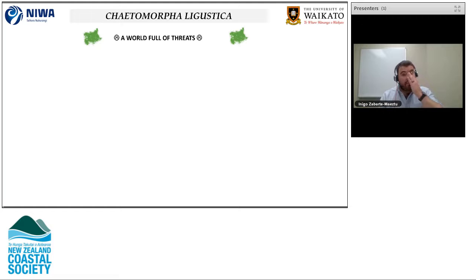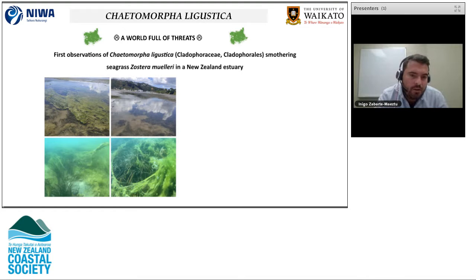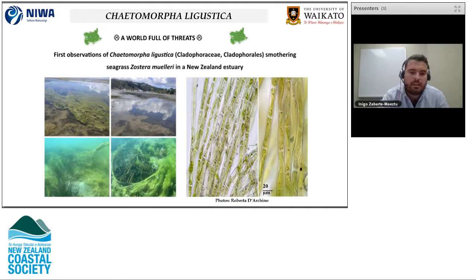And moving on from sediment a bit, we were working on a restoration experiment, and we were unlucky that we did find Chaetomorpha ligustica, which is filamentous algae which grows over the seagrass. And what you can see there is another threat for seagrasses, which are already under a lot of pressure. And this growth of this algae was smothering seagrass in one of our transects. And we were wondering what kind of a species it was, because it's quite hard to identify. So we took some samples and brought them to Roberta Darkina, a NIWA Wellington taxonomist, who helped us in this project to identify this.